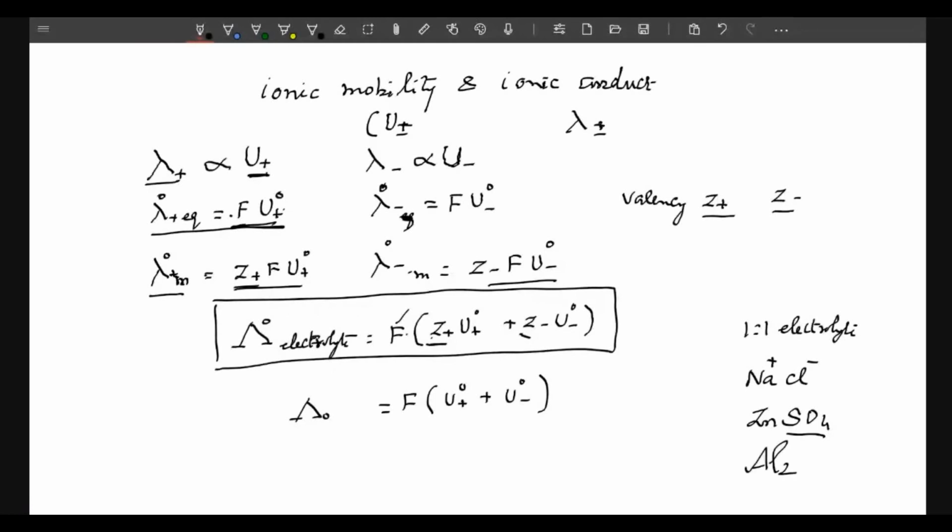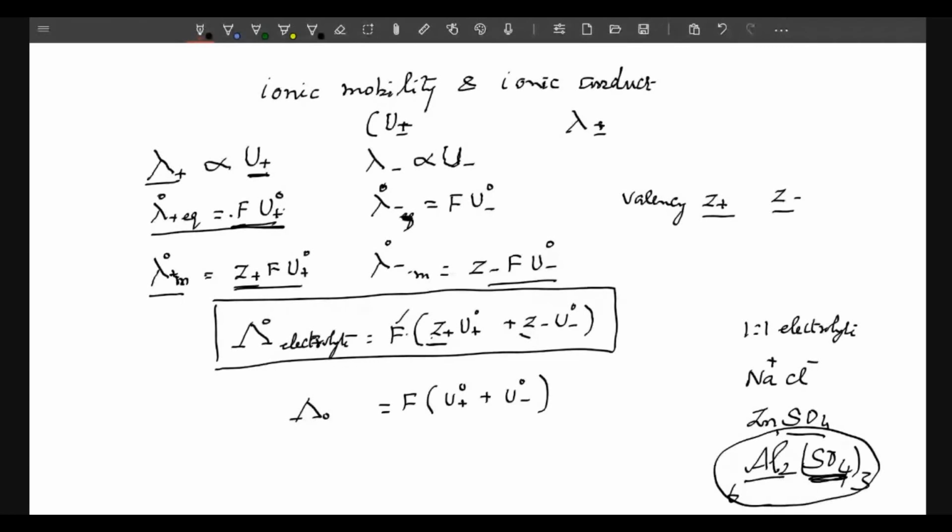Aluminum sulfate, 2 into 3 plus. Here one ion consists of 6 plus charges, so it is 6 into U plus, and the sulfate ion is thrice, 3 into 2 minus, which is 6. You put this and you will get the molar conductivity of aluminum sulfate and so on. This is the important application of this.